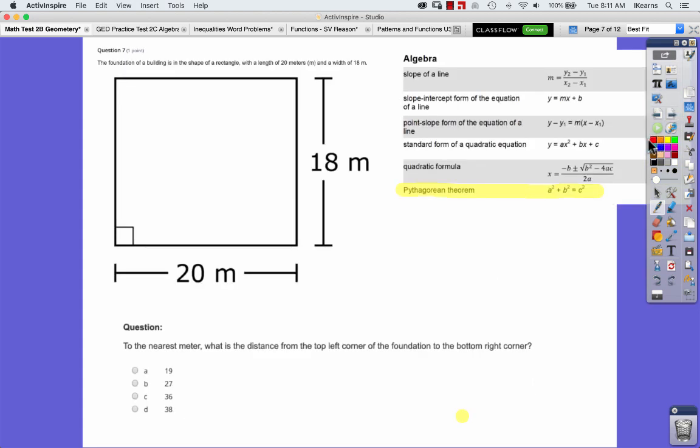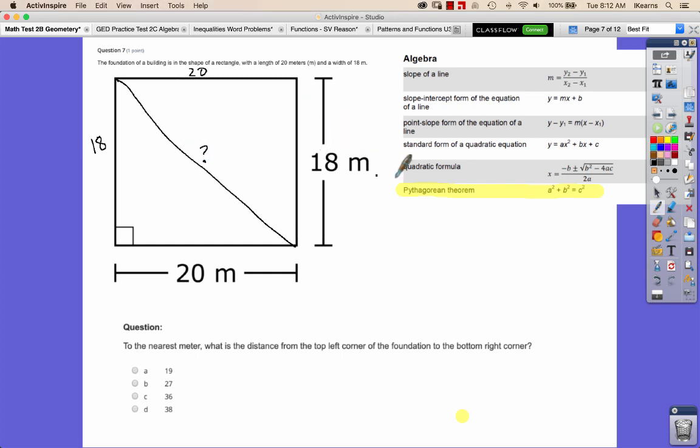All right, number 7. The foundation of a building is in the shape of a rectangle with a length of 20 meters and a width of 18. The question: to the nearest meter, what is the distance from the top left corner of the foundation to the bottom right corner? So, in other words, top left to bottom right. So over here would also be 18. Okay, and up here would also be 20. So we want to find this length here.